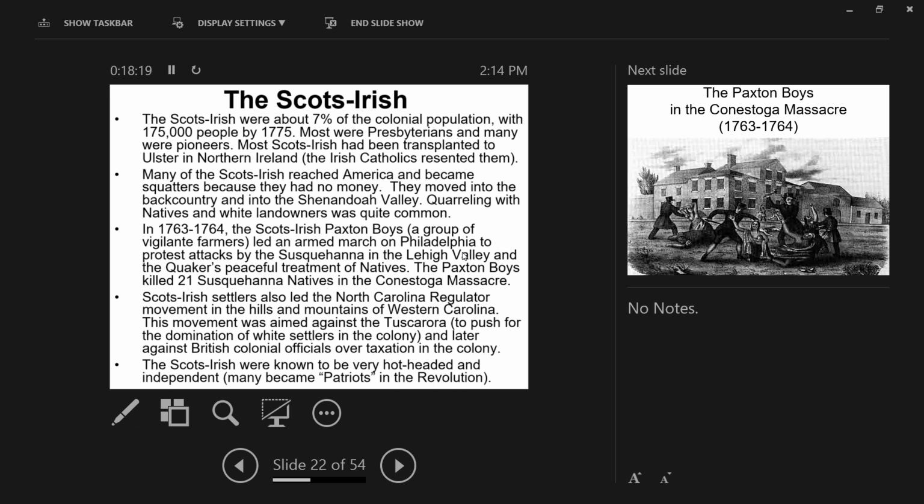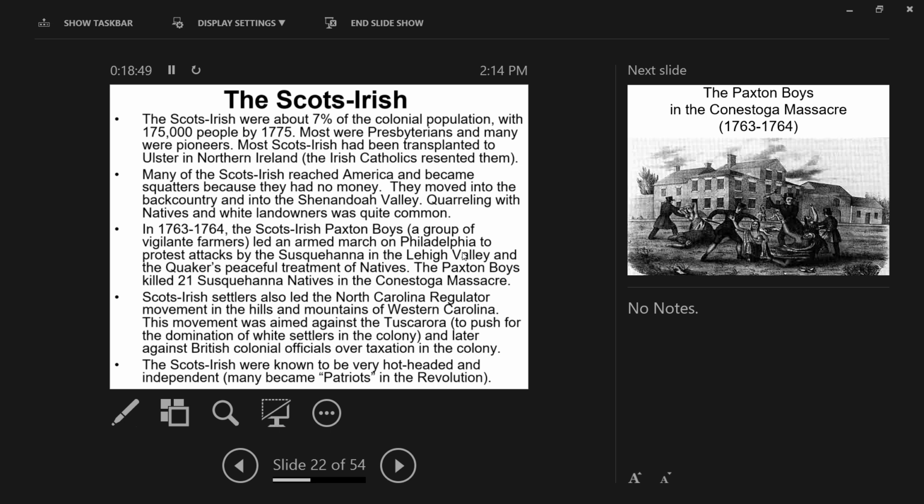So for anyone out there, like myself, who has Scots-Irish ancestry, there's a pretty good chance that your Scots-Irish ancestors went through Pennsylvania and then made their way elsewhere, whether it be Western Maryland or the Shenandoah Valley or Appalachia or Western Carolina. That's just pretty much how it went.